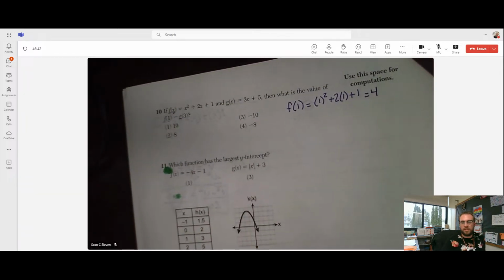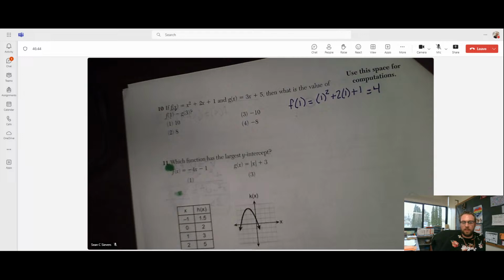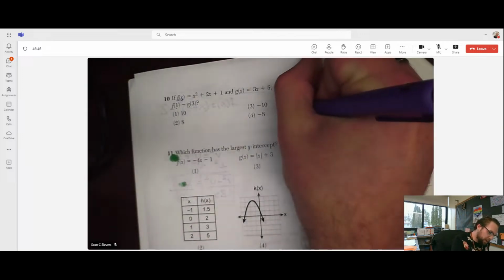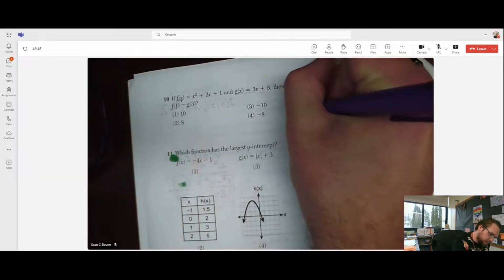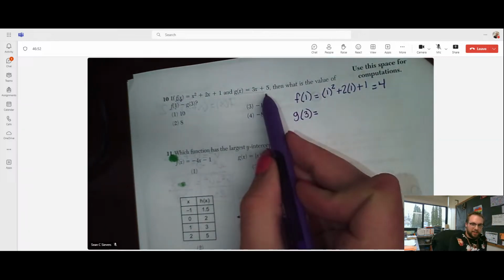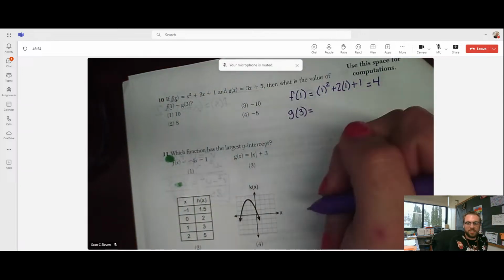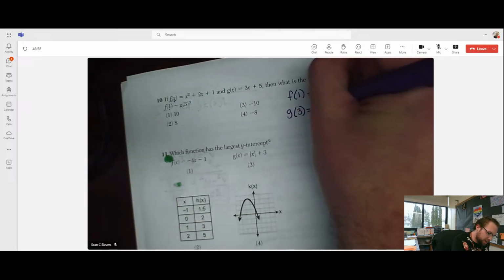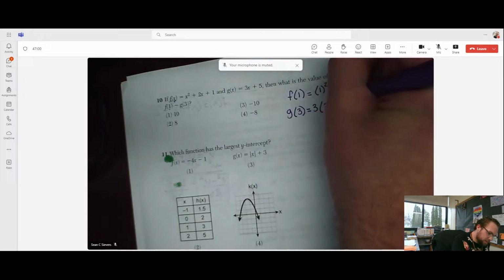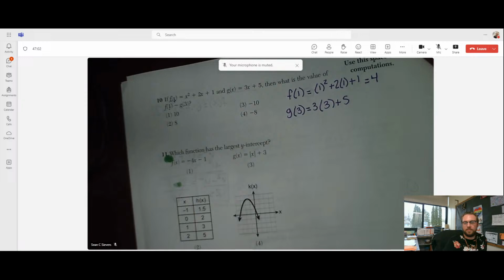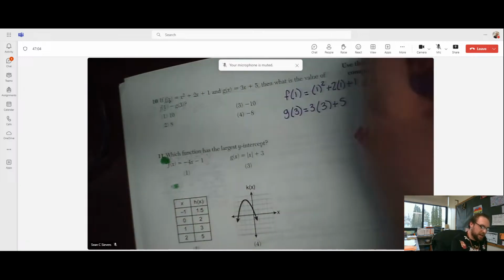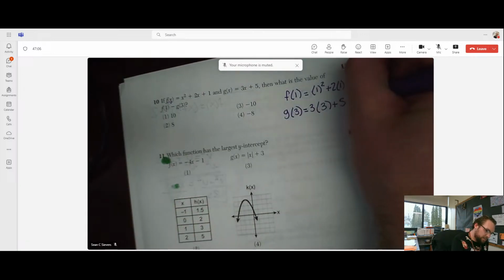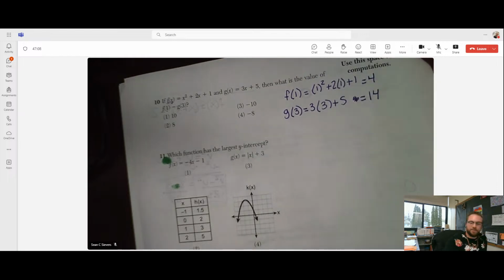So f of 1 is equal to 4. Now we want to find g of 3. So I'm going to take a look at g of x. Wherever I see an x, replace it with a 3. So we have 3 times 3 plus 5. So 3 times 3 is 9, plus 5 is equal to 14.